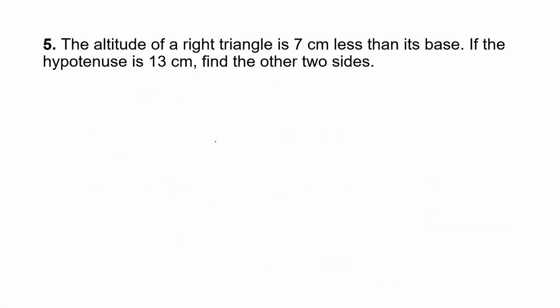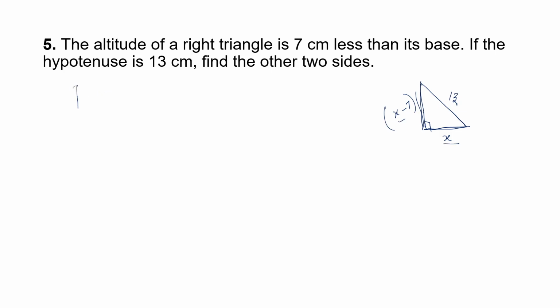Next question, the altitude of a right triangle. So let's make a right triangle. Altitude means height. So the height of the right triangle is 7 meters less than its base. Suppose I take x as the base length, then the height is 7 meters less than the base. The hypotenuse is 13. So you have to find the value of x.